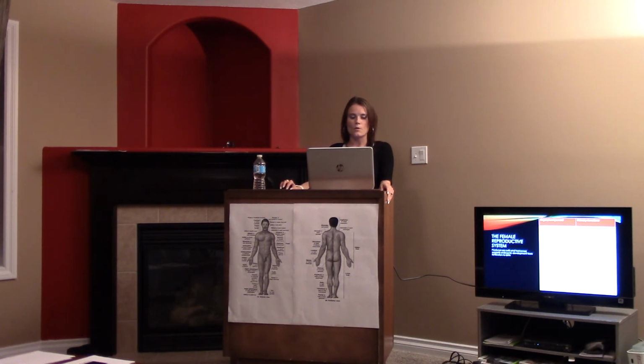And again, some of the organs and components of the system are the ovaries, the uterine tubes, the uterus, vagina, and then of course the external genitalia, which would be the clitoris and labia, and then the mammary glands.